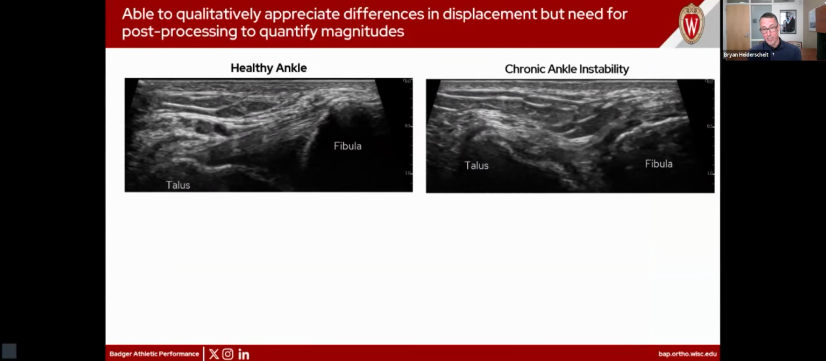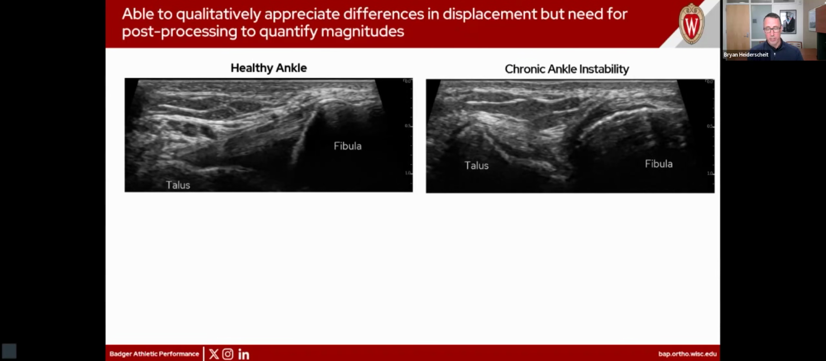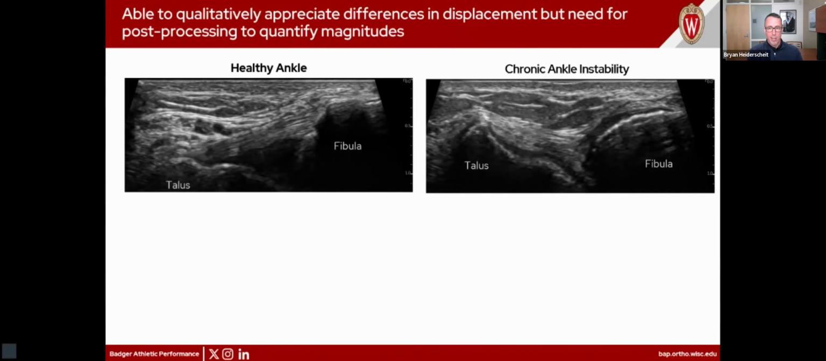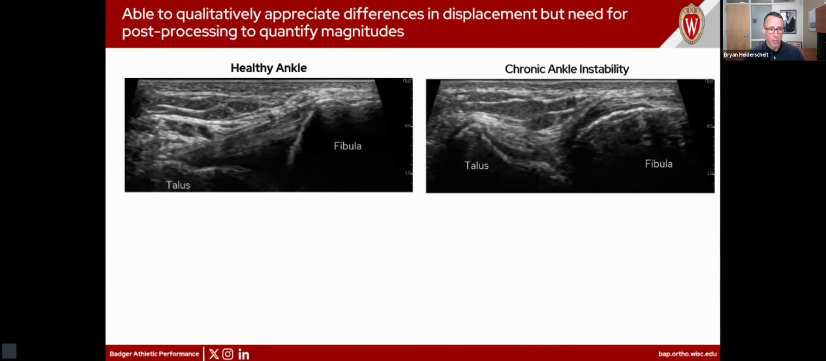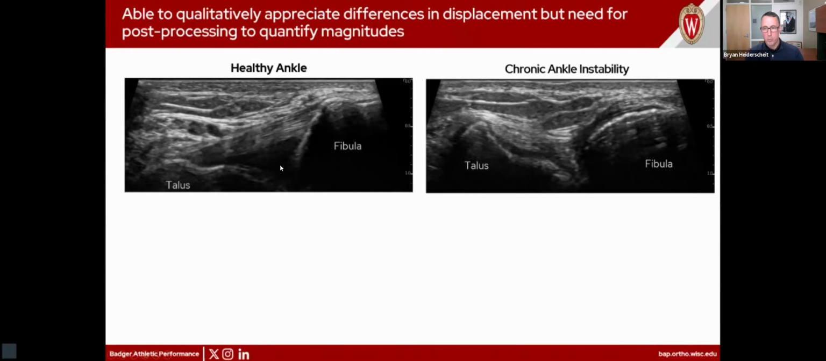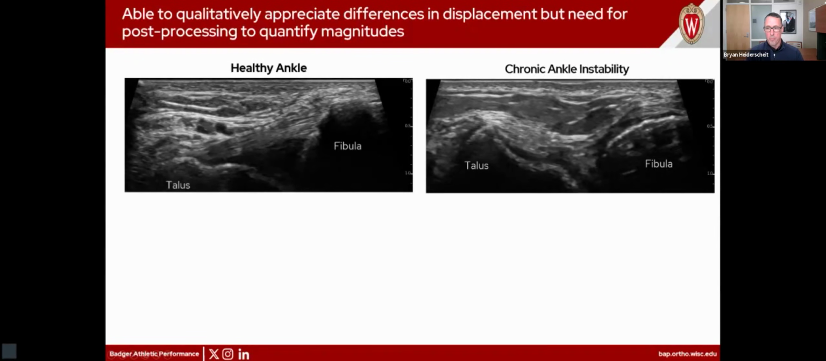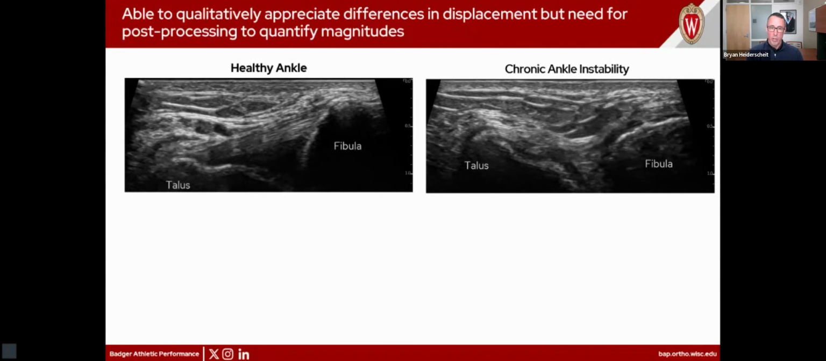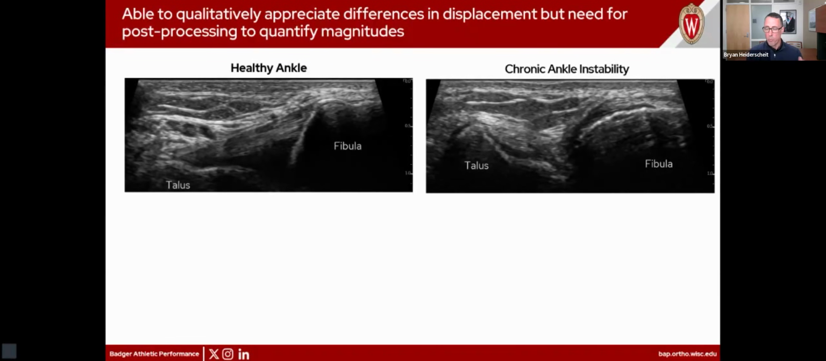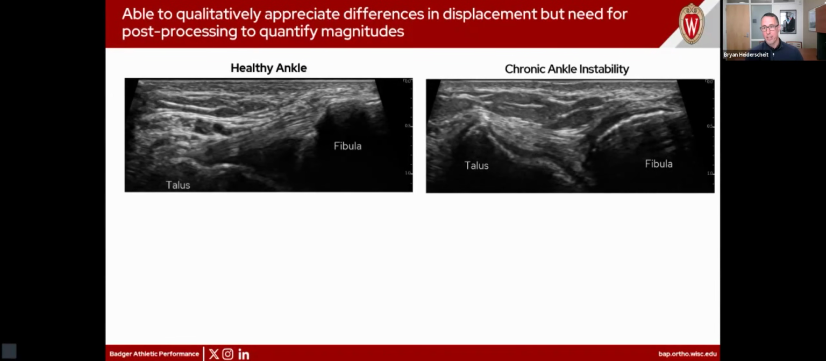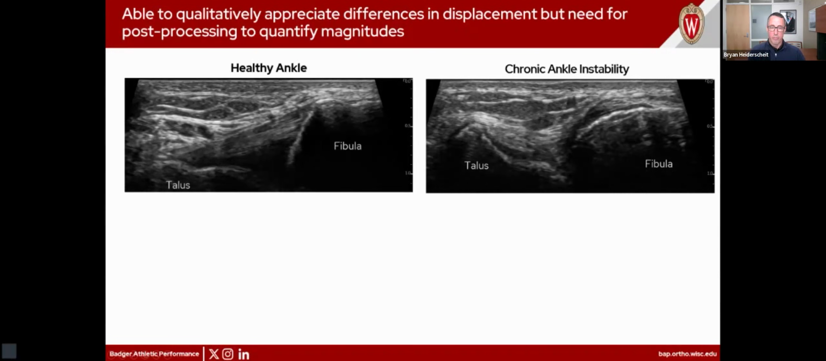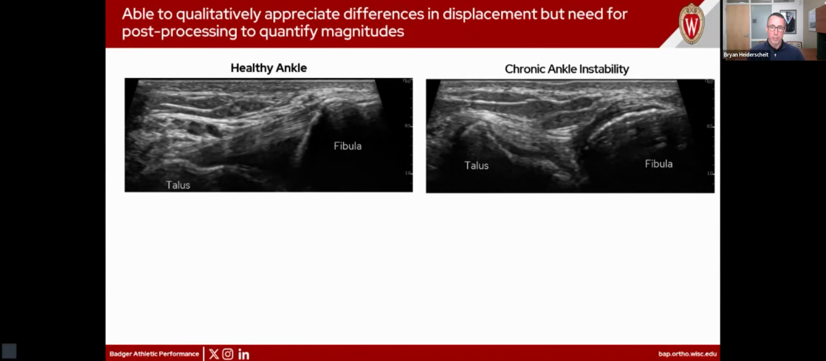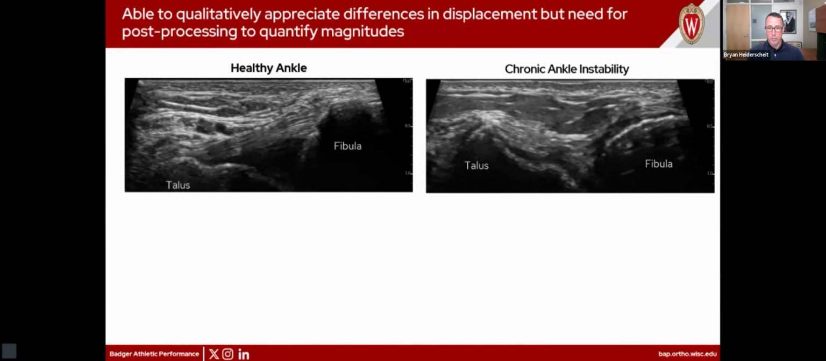So we can appreciate the instability, we can appreciate the laxity in these videos, but we still can't quantify it, right? This is where we're getting a little bit of challenge. Sure, we can draw lines where we think the maximum distance is, but it'd be nice if we had an additional way to track the bones and actually assess the amount of displacement that's occurring between the talus and the fibula throughout the anterior lateral drawer test.